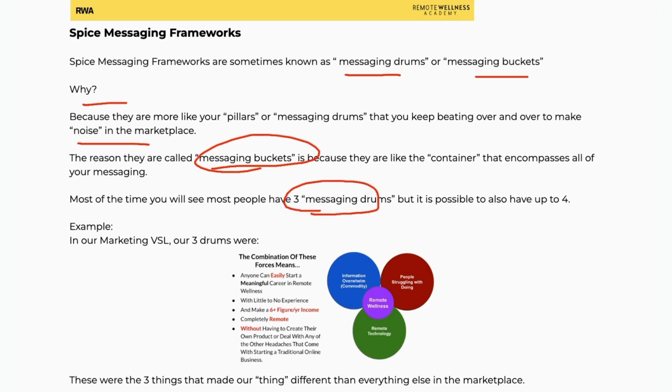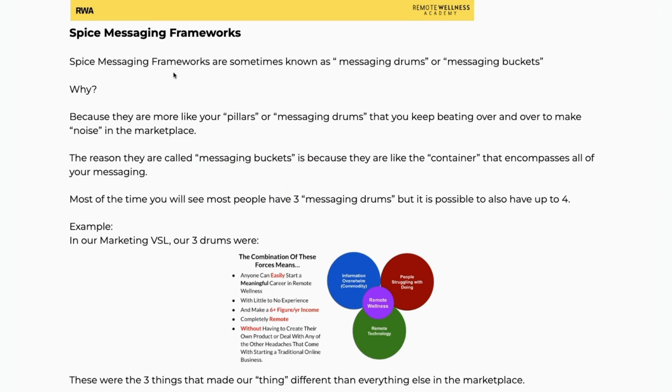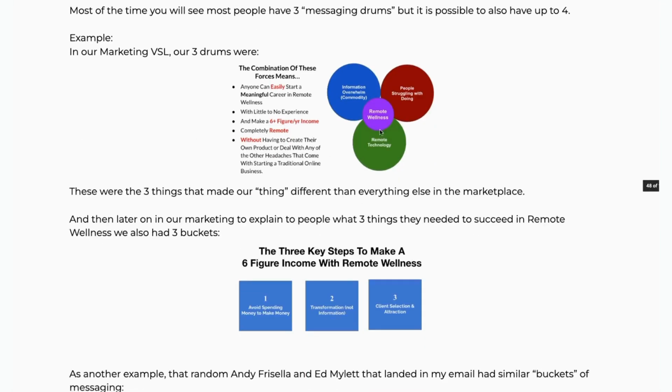Like in our marketing VSL, our 3 drums were information overwhelm, people are struggling with doing, and then remote technology. Those are the 3 drums that we hit over and over again as to why remote wellness was such a perfect opportunity. And then we had another similar framework later on inside of our marketing where we talked about the 3 keys. This was a little bit of a fulfillment framework, but we used it for messaging in terms of the 3 keys to making a 6-figure income with remote wellness, right?